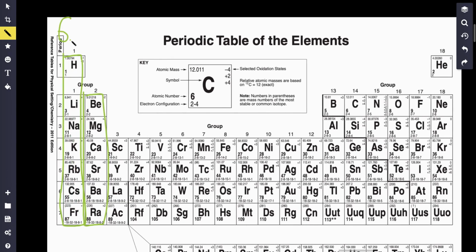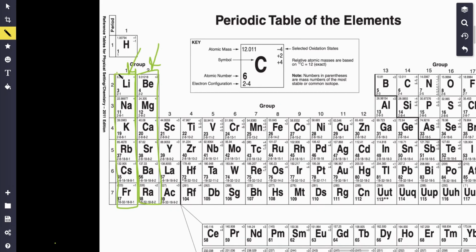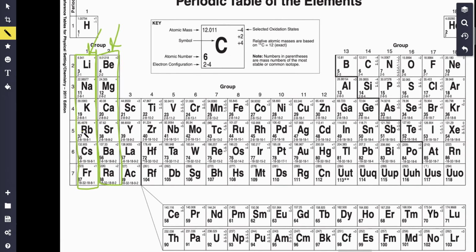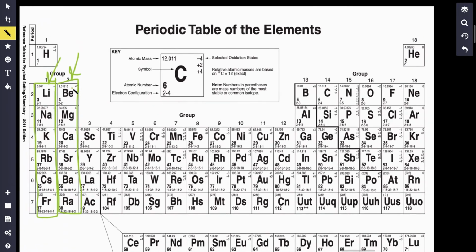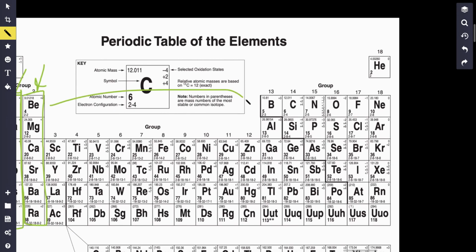Now, this is group one, which is the alkali metals. Alkali metals are very reactive. You might have seen a video of alkali metals reacting with water, very violent, and it gets more violent as you go down the group. This is group two, the alkaline earth metals, and then we're going to skip the transition metals. The transition metals are a little bit funky, so we're going to skip those.